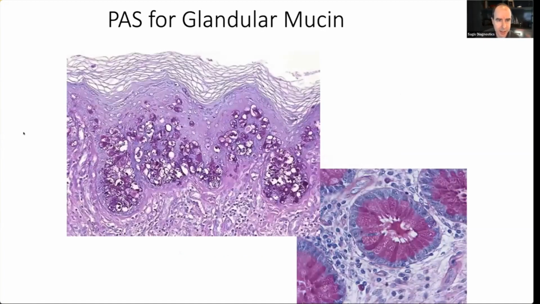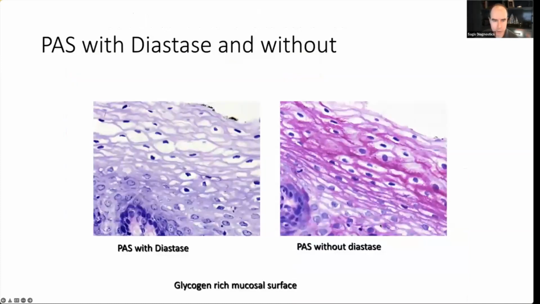But you can also use PAS for glandular mucin. So here is cells producing glandular mucin within the epidermis, and so this would be an example of an extramammary Paget's disease. And here you can see it staining glandular mucin of like a stomach or colon.